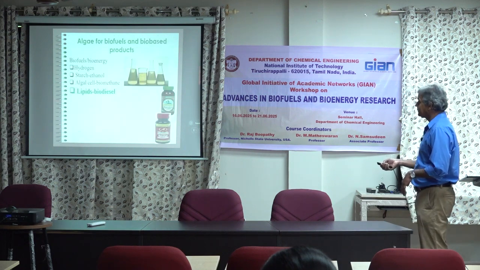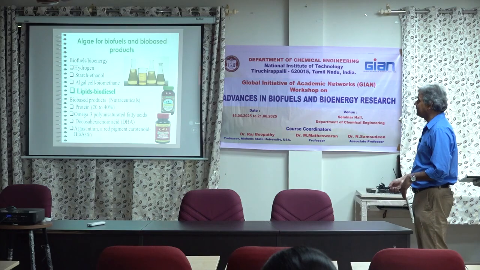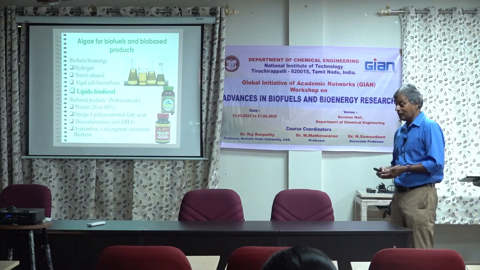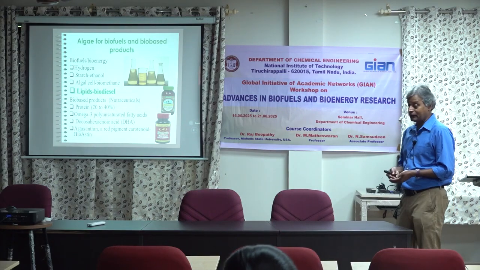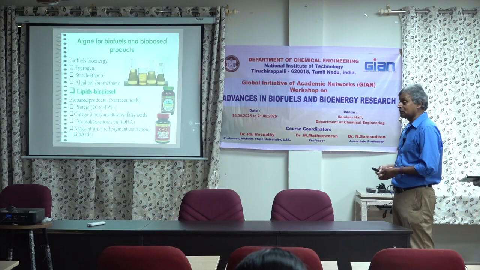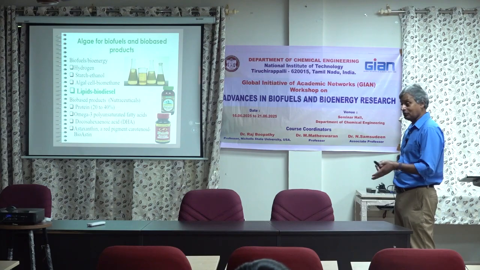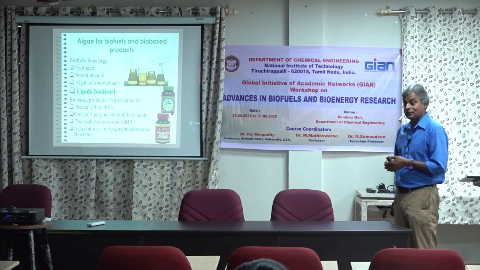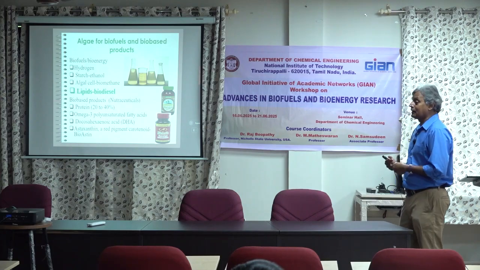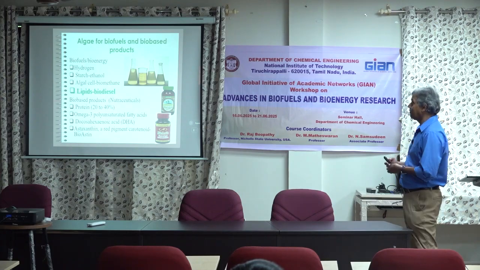So some of the products you can make from these algae. Look at, you can also use it for biofuel, make hydrogen. You can make starch. From the starch you can make ethanol. You can take algal cell and make biomethane. Use the whole algae, put them in an anaerobic digester. It will digest them and make methane out of that.